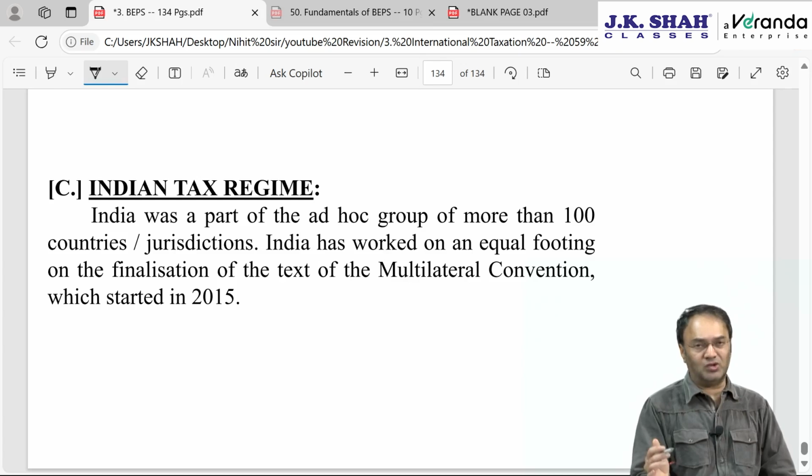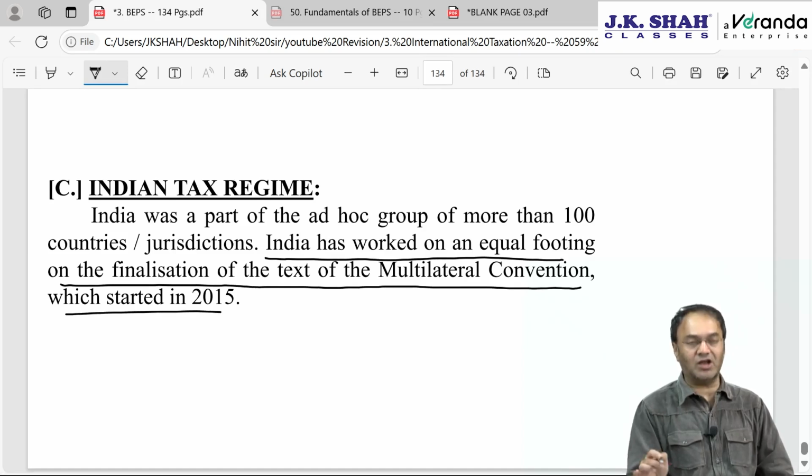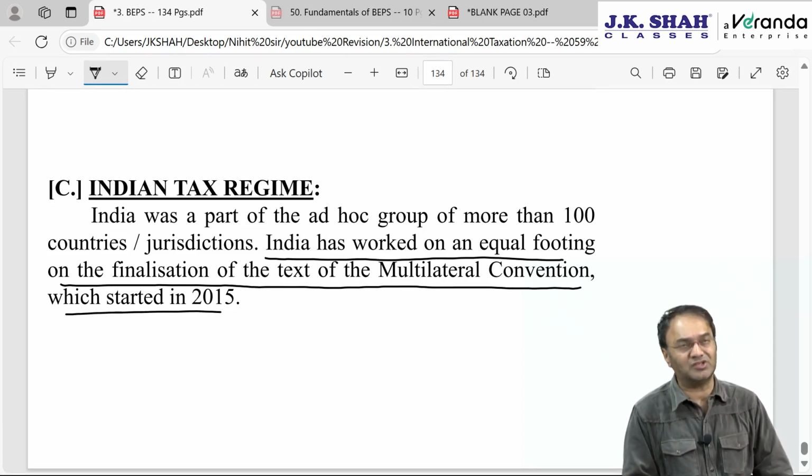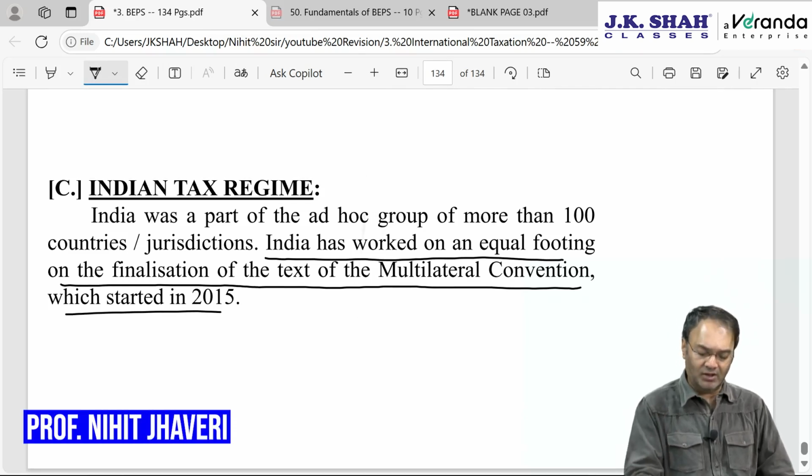Okay, what has India done? India has worked on an equal footing on the finalization of the text of the multilateral convention, which started in 2015, ended in 2016. So, India had been a part of this group from the beginning to discuss what clauses to be kept in the MLI.